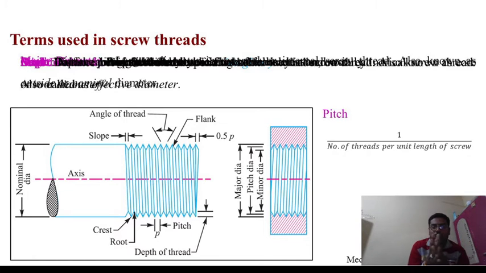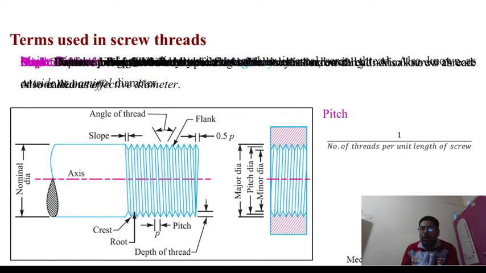Then what is the slope? Slope means the angle of twist or angle of cutting on the V thread, how many degrees we can cut in the section. This is called the slope. Next we go for crest. What is the crest? Crest is the thread cutting portion on the outer surface of the thread. This is called the crest.